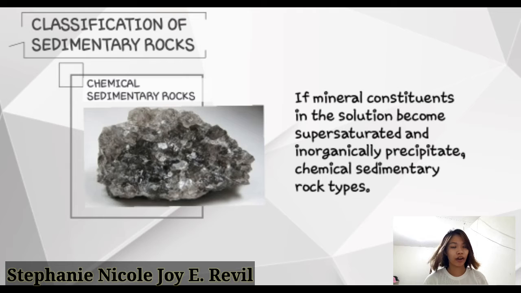Chemical sedimentary rock. So what is chemical sedimentary rock? Chemical sedimentary rock is formed from dissolved ions in chemical weathering. So it has inorganic and biochemical types. In chemical sedimentary rocks, animals are involved. An example of chemical weathering is limestone. Chemical sedimentary rocks involve calcium, carbon, and shell. So this is chemical sedimentary rocks.